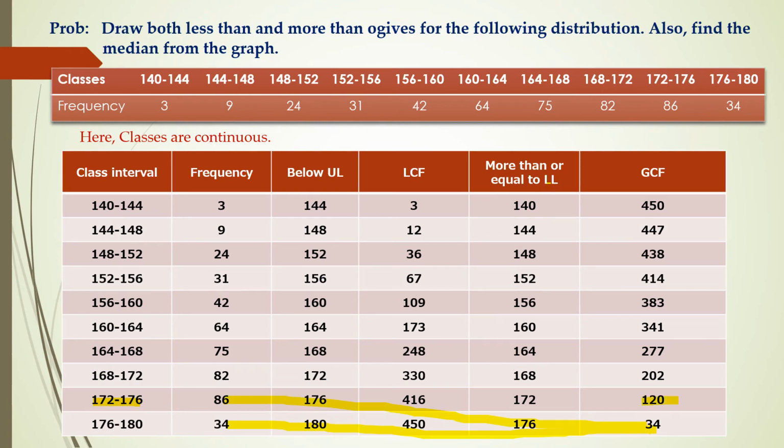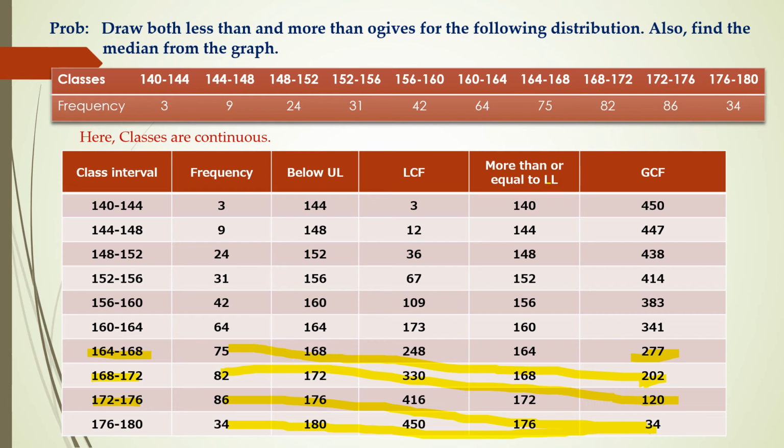To find the greater than cumulative frequency of the class interval 168-172, you have to find the sum of 120 and 82, that is 202. And to find the greater than cumulative frequency of 164-168, I have to find the sum of 202 and 75, that is 277.